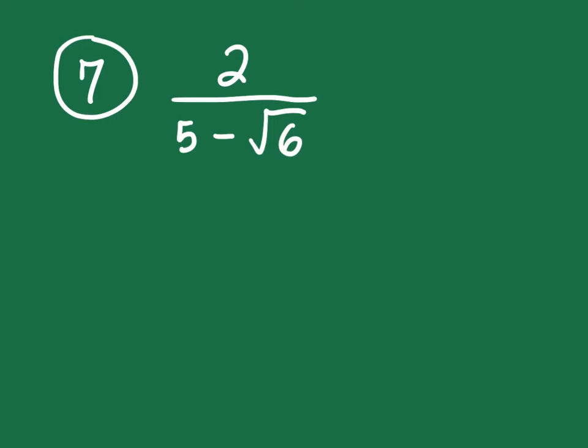Number 7. So we've rationalized denominators that had square roots. We've rationalized denominators that had cube roots. Now we're going to rationalize denominators that are binomials that have square roots. So binomial just means we have two terms in the denominator. And the way that we rationalize binomial denominators with radicals is we multiply by the conjugate.